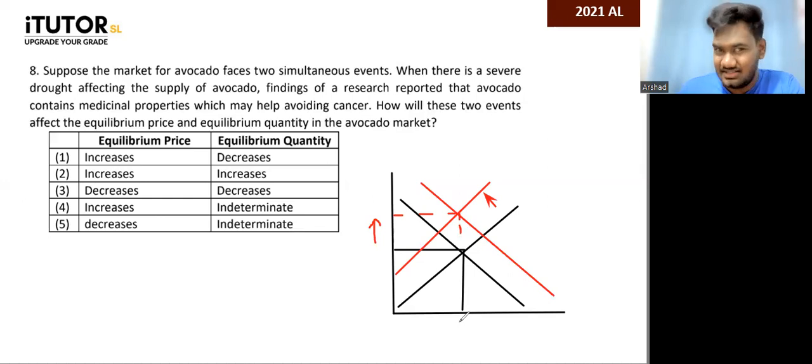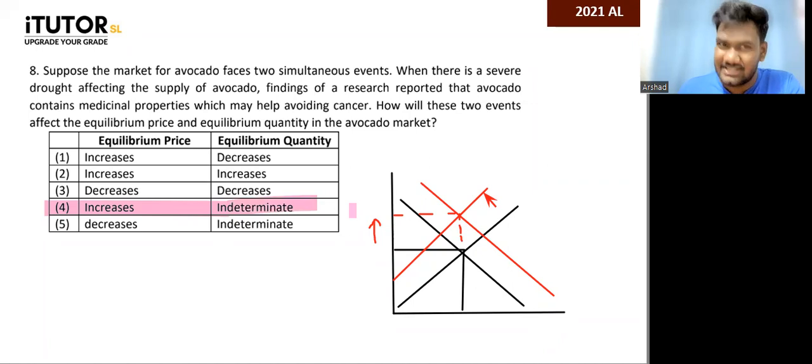Can remain unchanged. Maybe if the drought had a bigger impact, then the quantity might have fallen. If the drought had, let's say, a smaller impact, quantity would have increased. So the quantity is ambiguous, or you can say it's indeterminate. So which one? Price increases, quantity indeterminate is answer number 4, right? Fine.